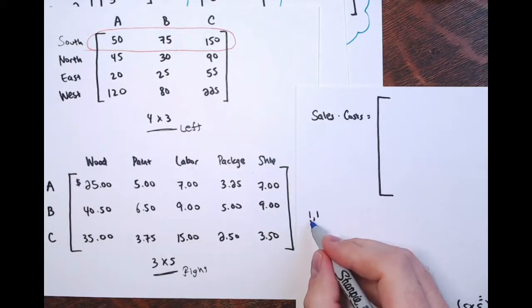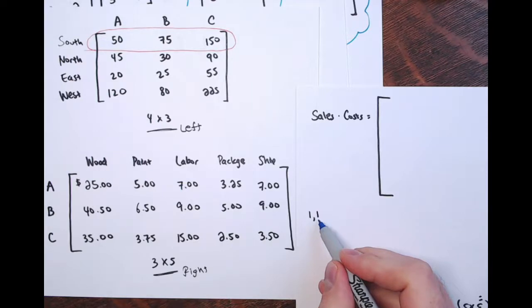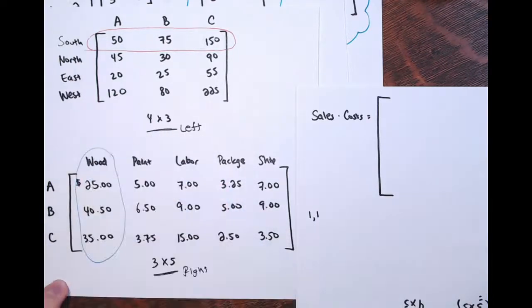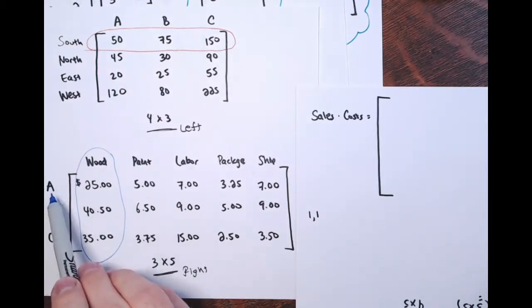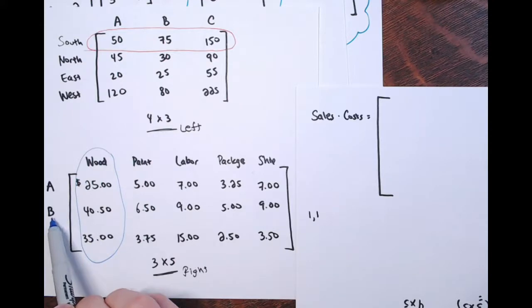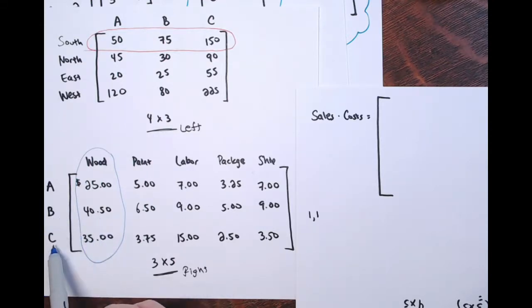So that's the first row of sales, and I want to match it up with the first column of costs, which would be this wood column. And again, all this means is that one unit of product A costs $25 in wood. One unit of product B has $40.50 of wood in it, and one unit of product C has $35 of wood in it.